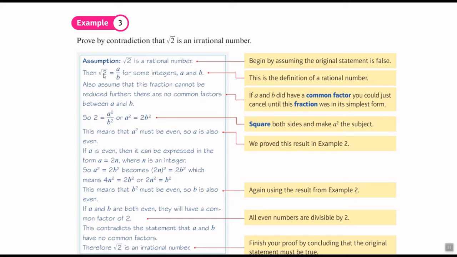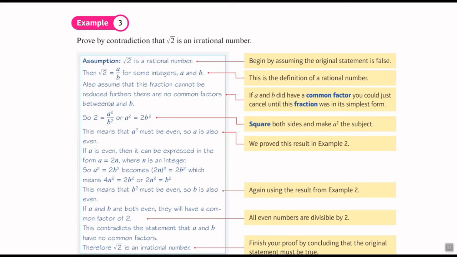So then we can write root 2 as a divided by b, where a, b are elements of Z, integers. So this is the definition of rational numbers. You can't change the definitions in mathematics.